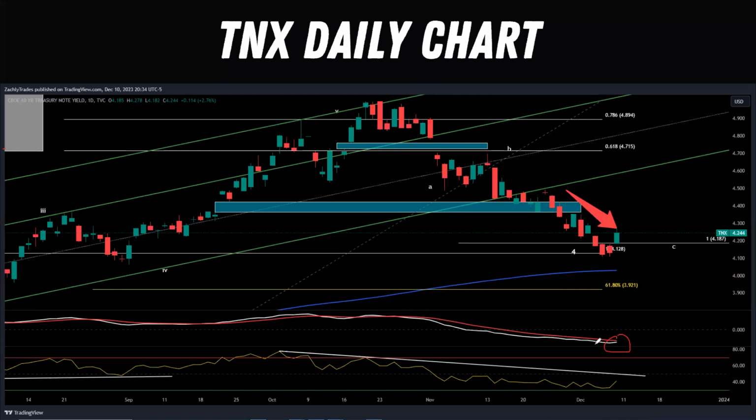If you take a look, the MACD is starting to curl up right here. If this curls above the red line, that would be a bullish crossover, and we would look to see if potentially we would get some continued bullish momentum in the TNX. For now, it's still a very strong downtrend. TLT is in a very strong uptrend, and the trend is your friend until the trend bends. So keep that in mind.